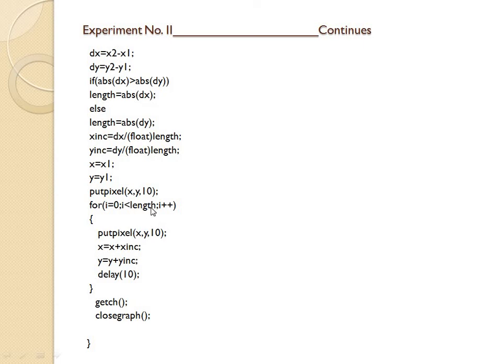If this condition is false, that is if the i value is greater than length, then the condition is false and control goes to getch. Then our control stops incrementing the x and y values. Delay is used for the time interval purpose. For 10 seconds the line is displayed on our output device. The delay function is used for the time interval.